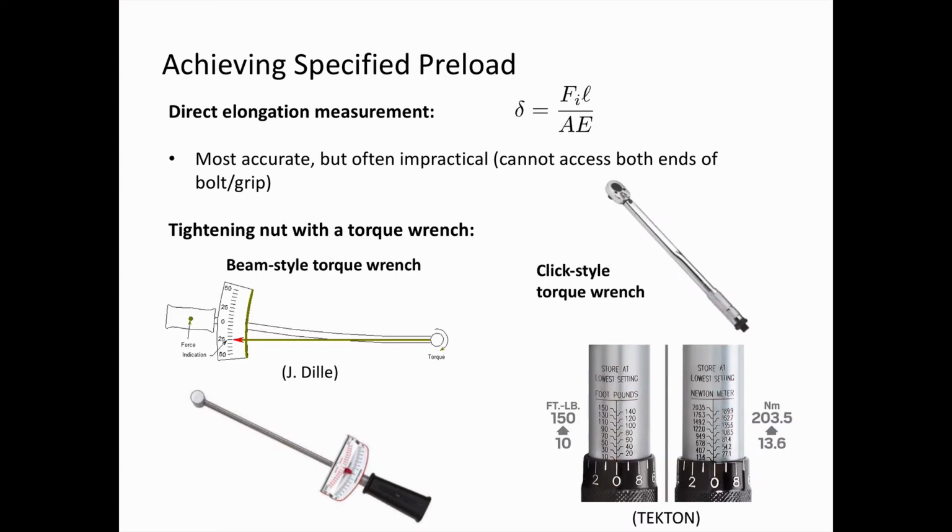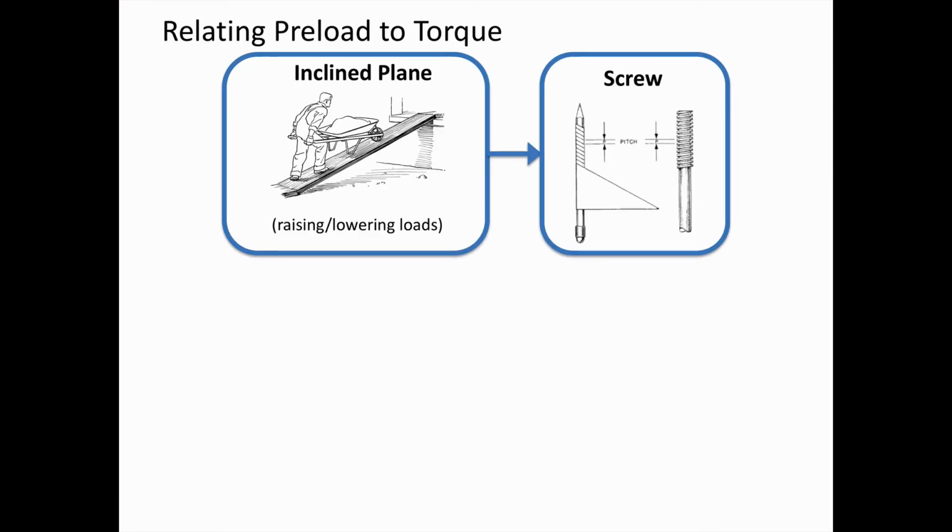Another more convenient type of torque wrench is a click-style torque wrench where you can adjust a torque specification. So there's a close-up of the handle at the bottom figure. We can turn the handle to achieve a particular torque value, and then we use this wrench to tighten the bolt or the nut, and when we get to the specified value we feel a click and then we know to stop.